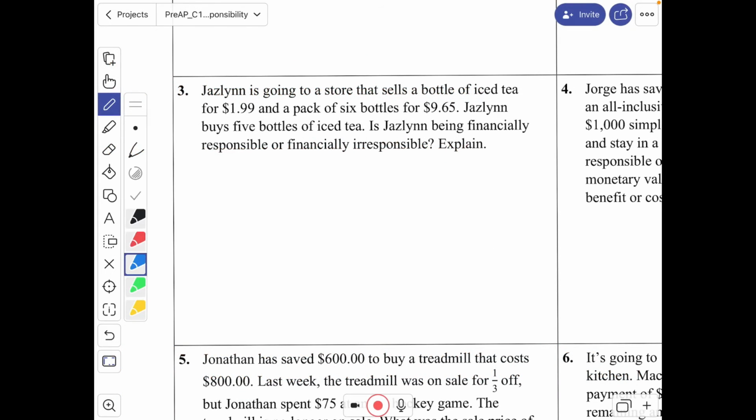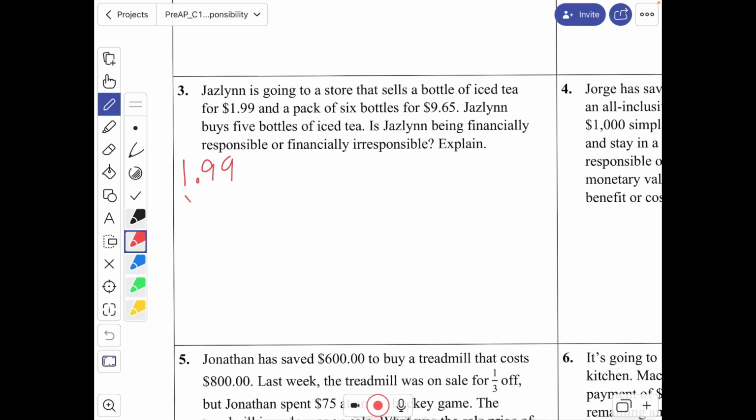Let's look at some more examples of deciding whether people were responsible or irresponsible. So Jaslyn is going to a store that sells a bottle of iced tea for $1.99 and a pack of 6 bottles for $9.65. Jaslyn buys 5 bottles of iced tea. Is Jaslyn being financially responsible or financially irresponsible?